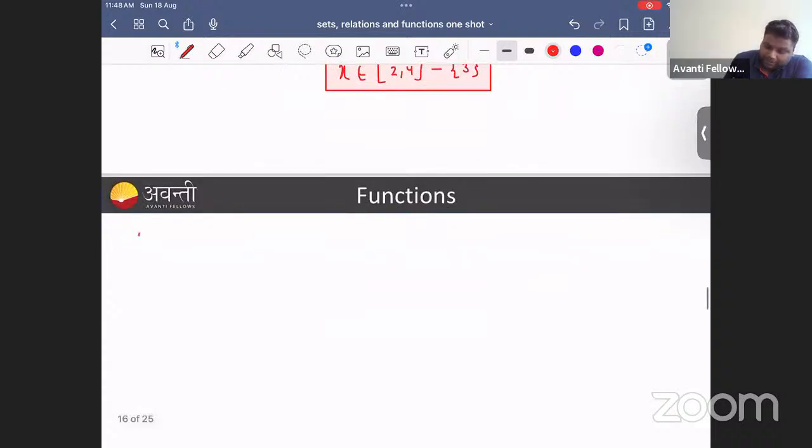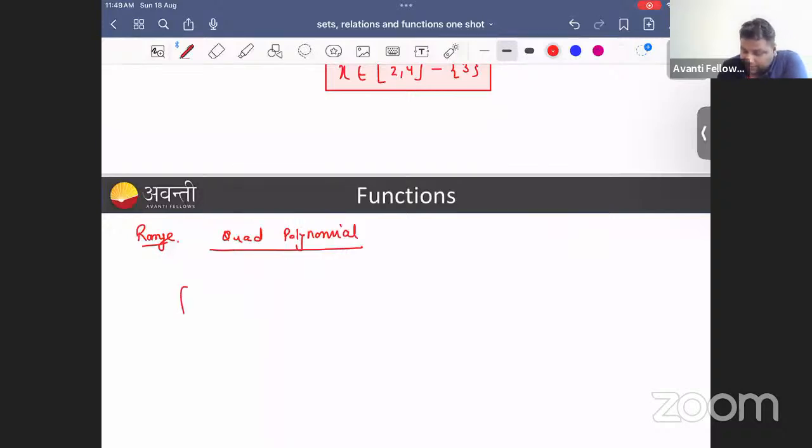Now let's talk about a bit of range. See, there are different ways to find the range of a function. N number of questions might have n number of ways to find the range. So simply if I should say, there is no single rule to find the range of a function, there are n number of ways. So a few we will talk about. Let you have a quadratic polynomial, that is f(x) equals ax square plus bx plus c.